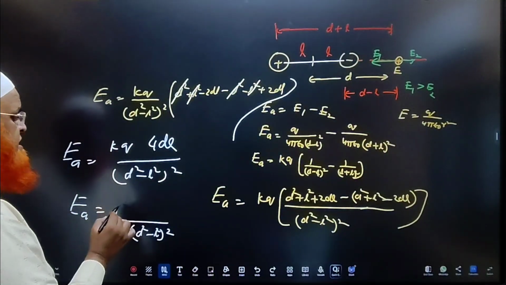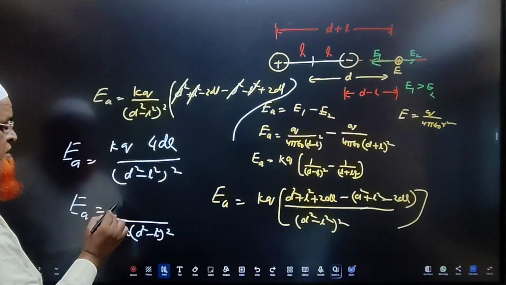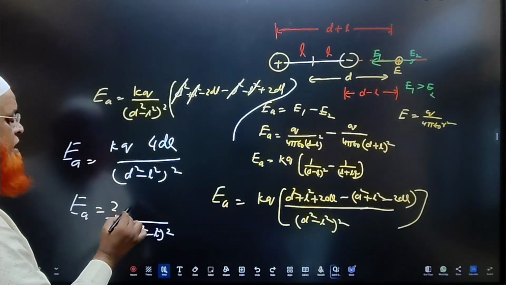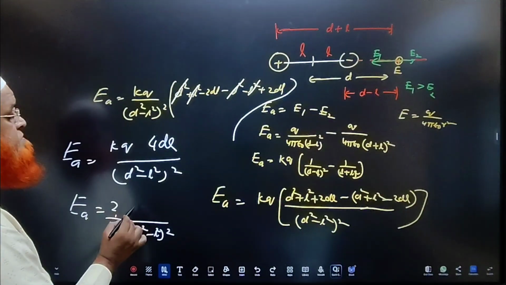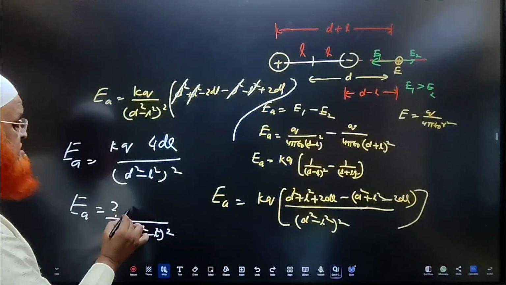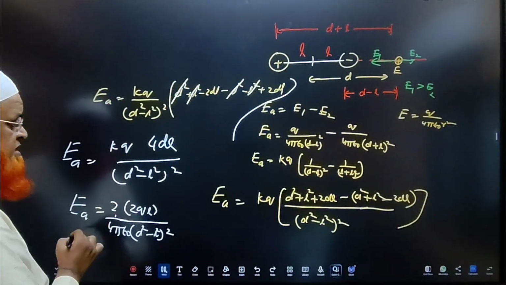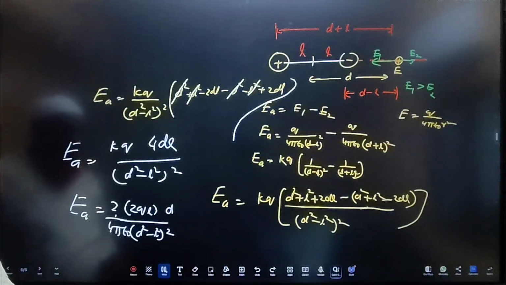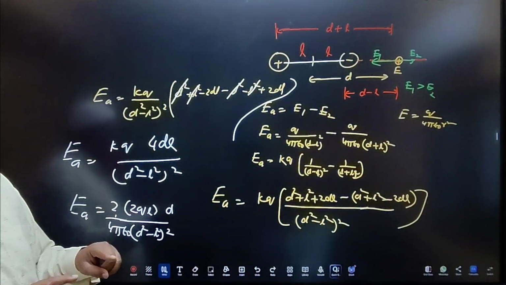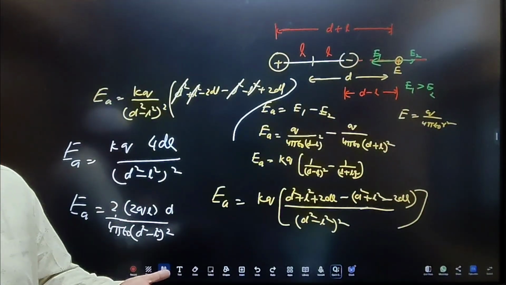Whole square, and this I'll write separately, and what else? 2QL I write separately, and D I will separate. Why am I separating 2QL here? Because 2QL is going to be the electric dipole.